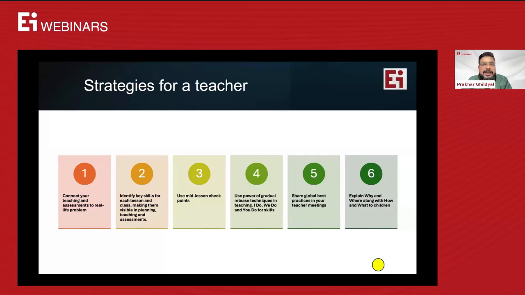A very powerful technique is to use the gradual release technique of I do, we do, and you do for skills, which means show them how it is done. Let them do 1 or 2 questions together with you. Then let them do it at home. And that's how skills are built. It's called gradual release, a very powerful pedagogical technique.